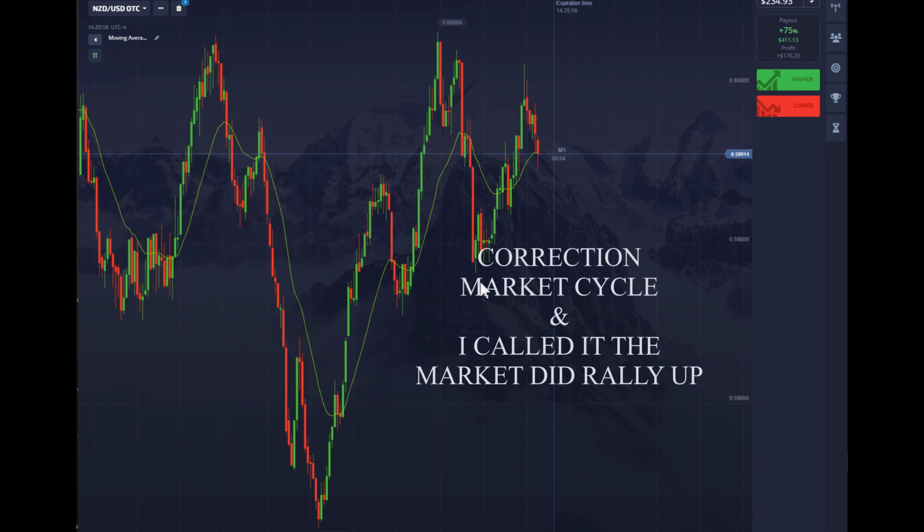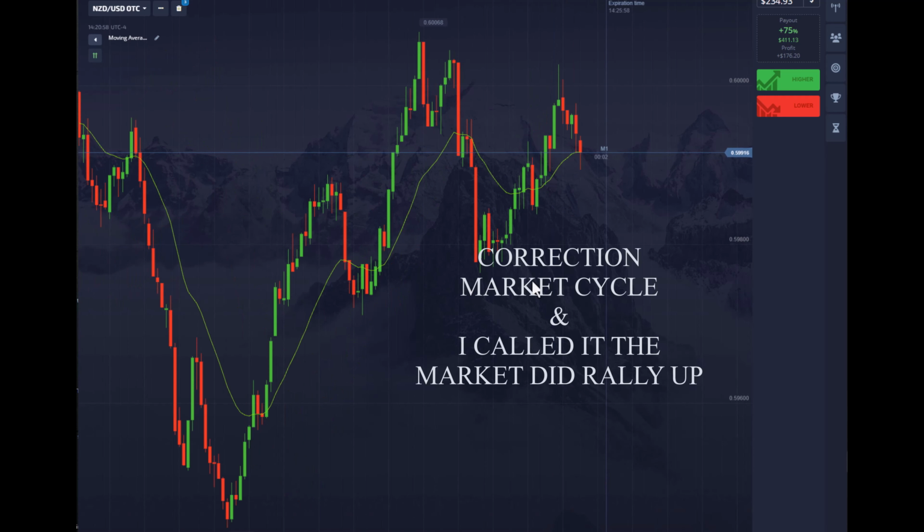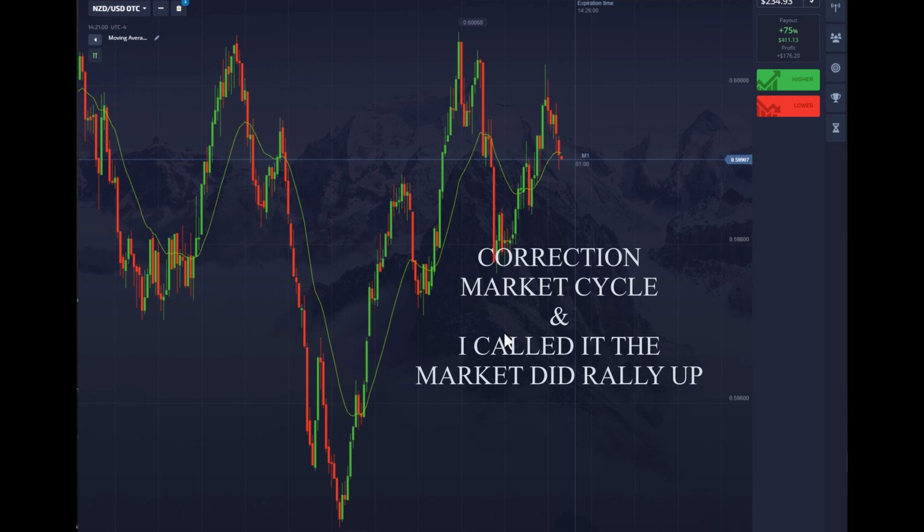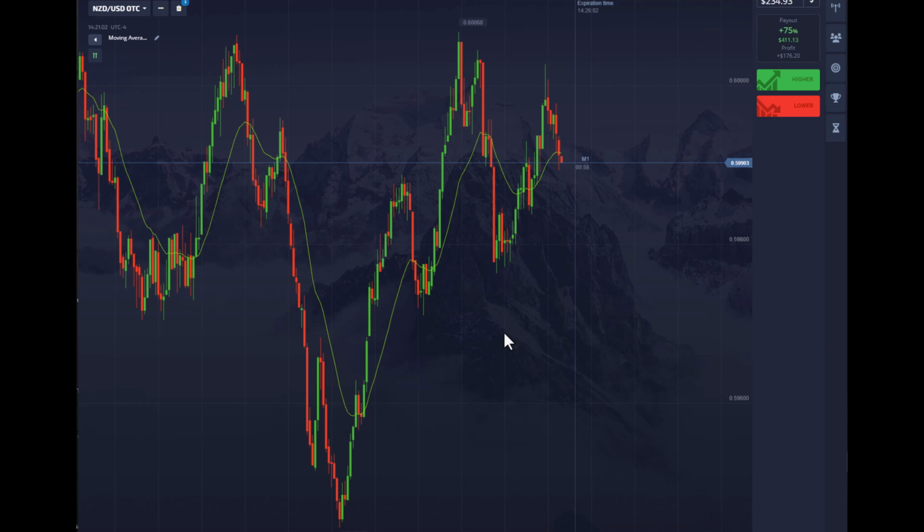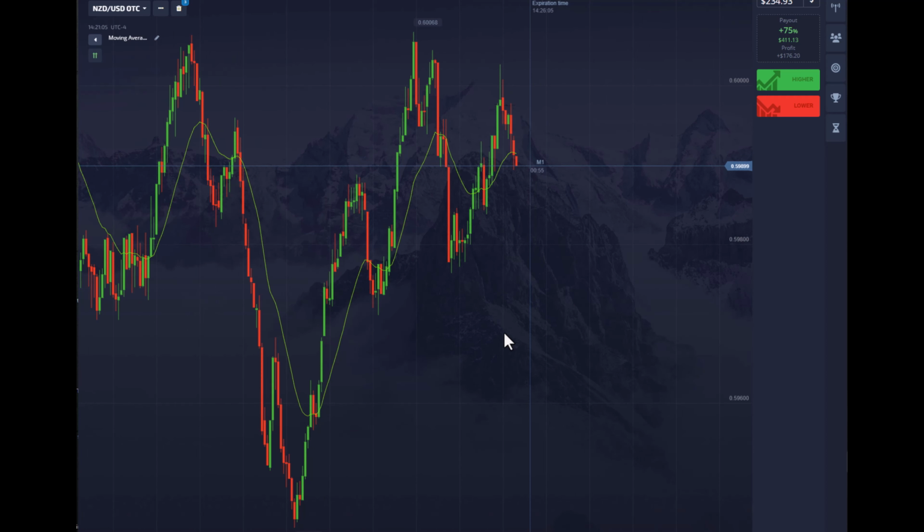We may come back up again. And I'm seeing rejection here. So it's not just about patterns. It's about being able to read the price chart and knowing what the market cycle is. And all that kind of stuff you learn in my course.